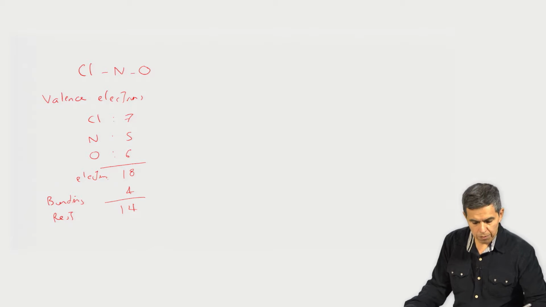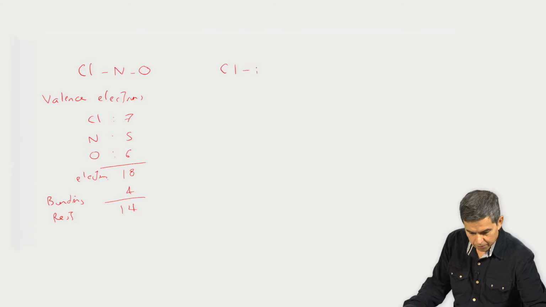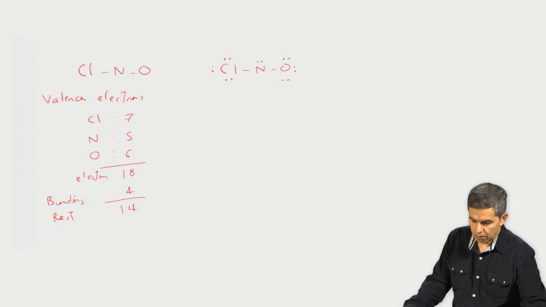So the first approach then would be to assign 6 electrons to chlorine, 6 electrons to oxygen, which is 12, and we have 2 electrons left for nitrogen. We can think about this structure as a way to complete the octet rule, and we see that the octet rule is met for chlorine, is met for oxygen, but it's not met for nitrogen. So what we need to do is to move a pair of electrons to form a double bond.